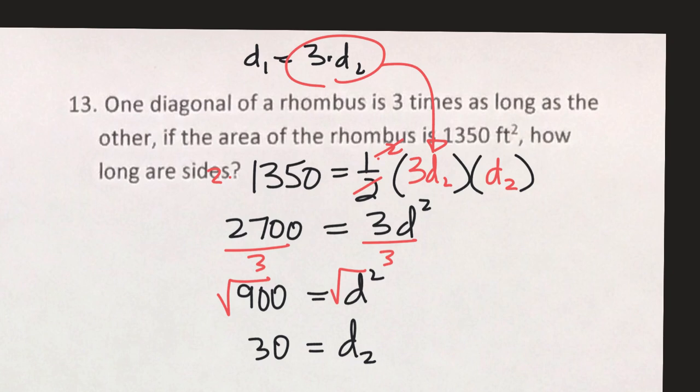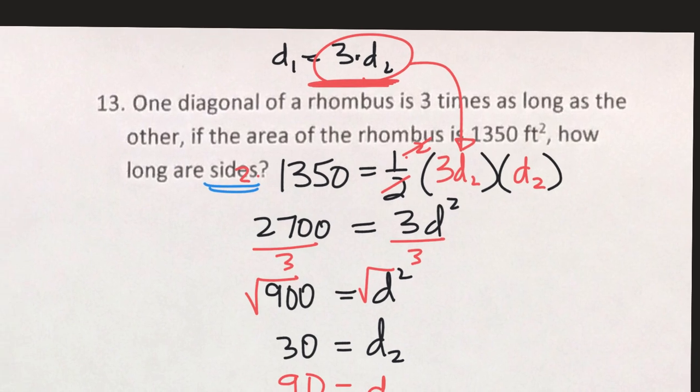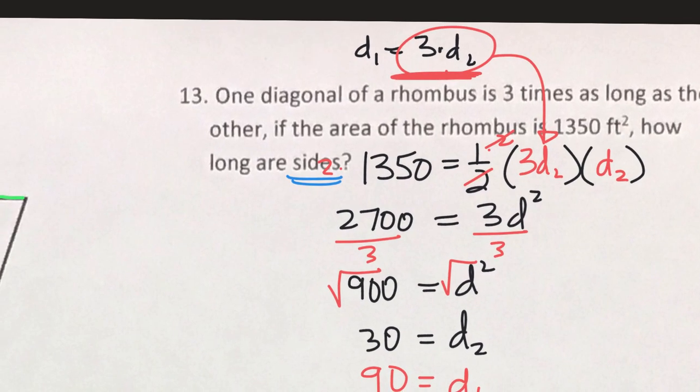So according to our chart up there, what's the first diagonal going to be? 3 times 30, which is 90. So we have the shorter diagonal of 30, and we have a longer diagonal of 90. Now our question says, how long are the sides? So hopefully you know the sides of a rhombus can be solved by using the Pythagorean theorem.